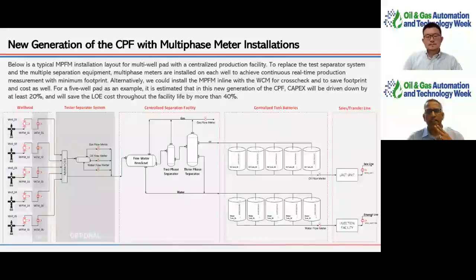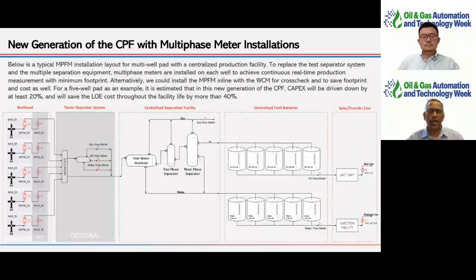And this brings us back to the earlier slide where we showed the central processing facility with the individual well test separators. This is what we'd like to project, and it's something we've done with clients here in the Permian too, where you have a single meter on each wellhead, which replaces those 3-phase test separators. And the value that clients can get out of this is huge.